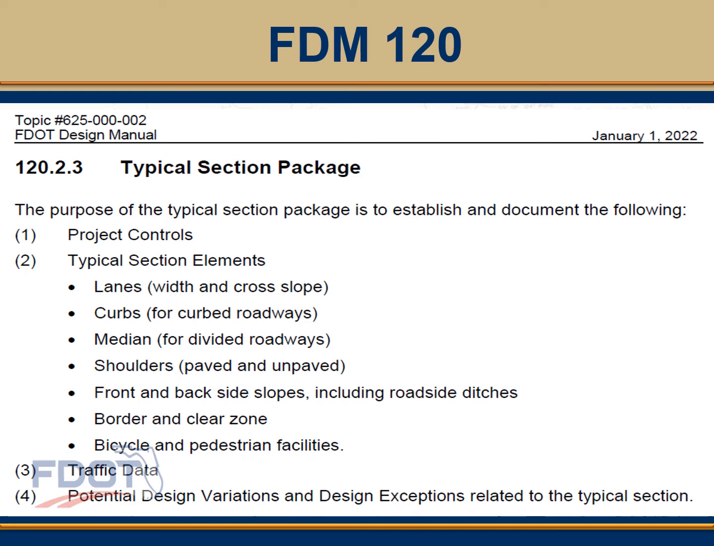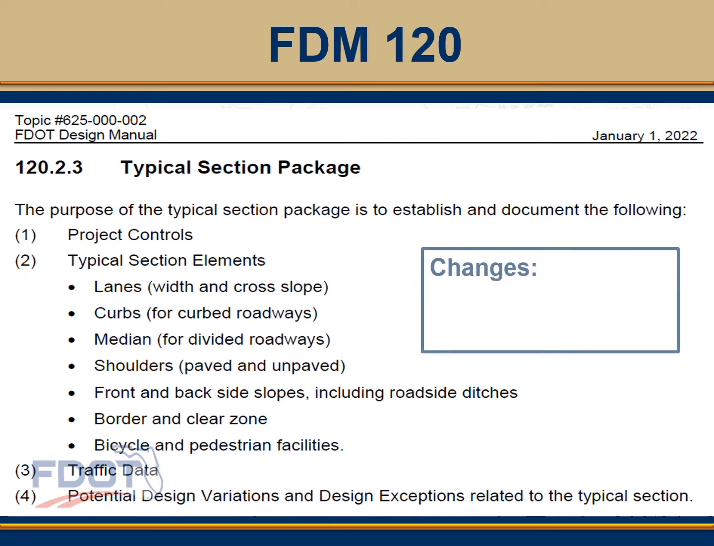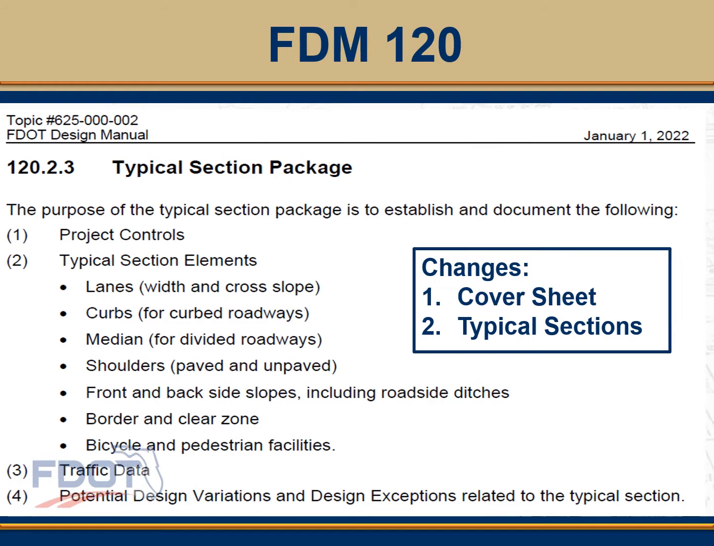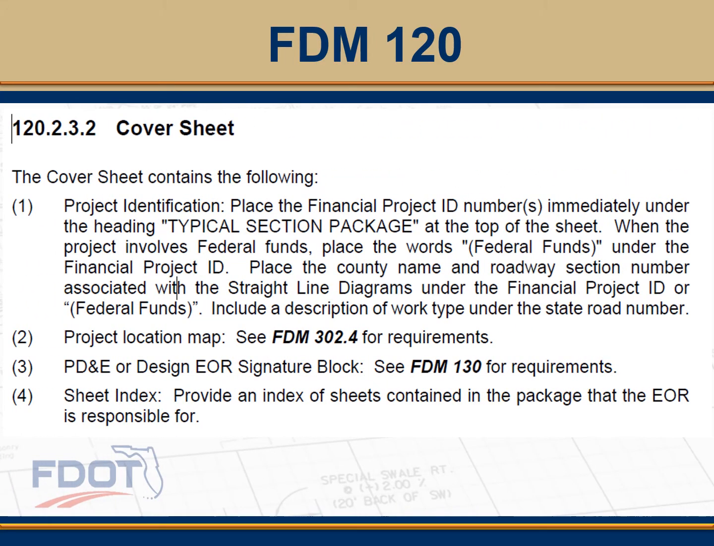More specifically, we're going to cover the changes now required for the cover sheet and for the development of the typical sections. FDM 120.2.3.2 provides all the information for what needs to be placed on the cover sheet. But to show you what the sheet looks like and the requirements of the sheet, it's easier to show you or look at the exhibit that's contained in the chapter.